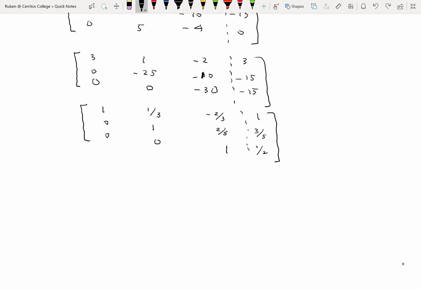The final system of equations then looks like 1x1 plus 1/3 x2 minus 2/3 x3 equals 1. And remember, this final matrix was called not reduced row echelon form, but just row echelon form, just a reminder. The second equation then is x2 plus 2/5 x3 equals 3/5. And x3 equals 1/2.